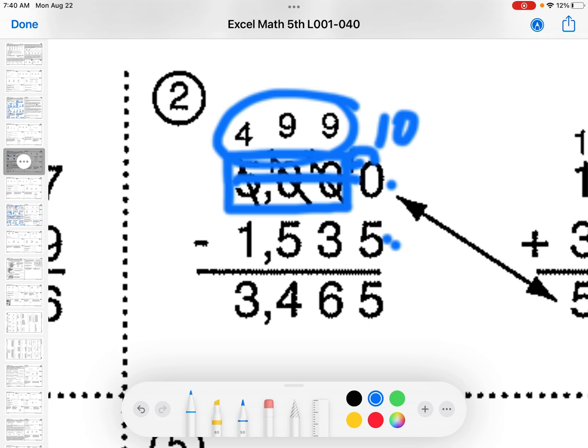10 take away 5 is 5. 9 take away 3 is 6. 9 take away 5 is 4. 4 take away 1 is 3.